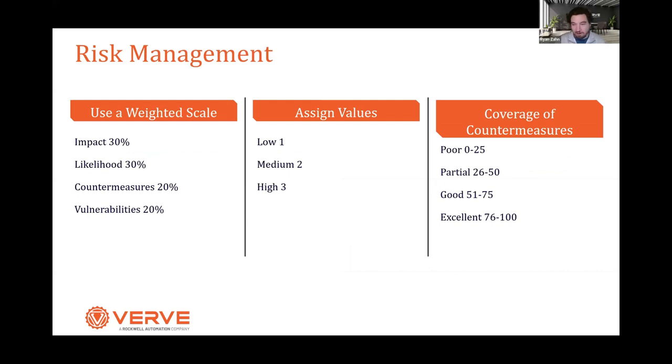We used a weighted scale, by the way. So looking at things like, do we want to rate the impact as a 30% weighting within the overall risk score, the likelihood, countermeasures, vulnerabilities? Again, this is not limited to these individual things.